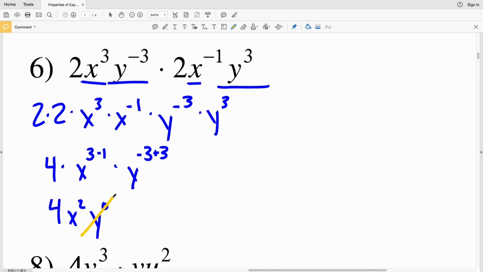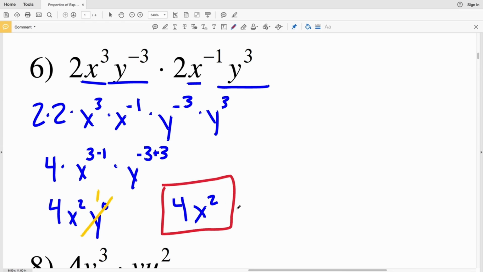However, y to the 0 is equal to 1, because any number raised to the 0 is 1. So y to the 0 is also 1. So my final solution is just 4x squared.